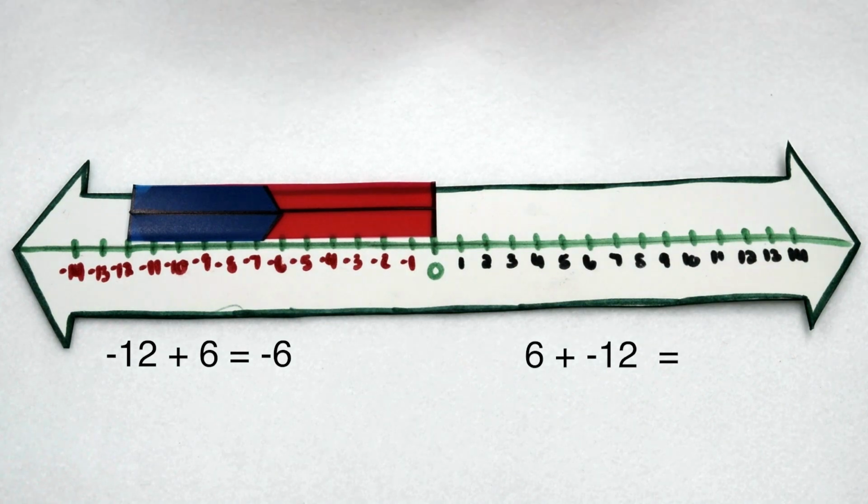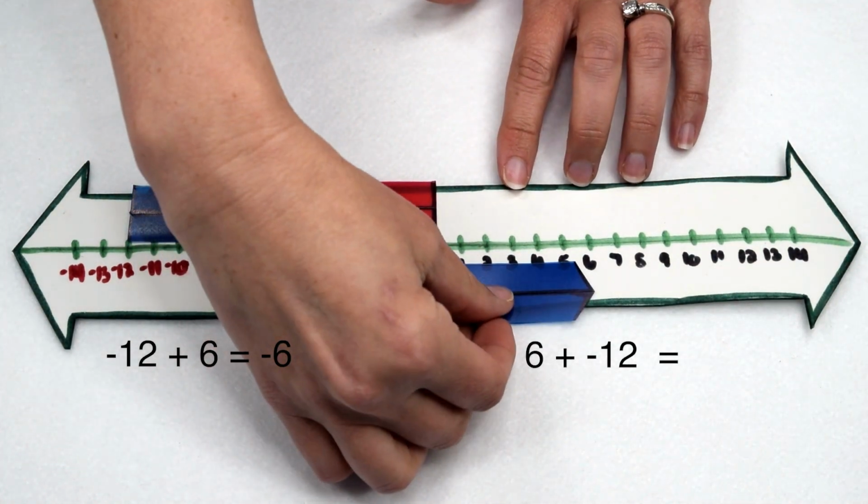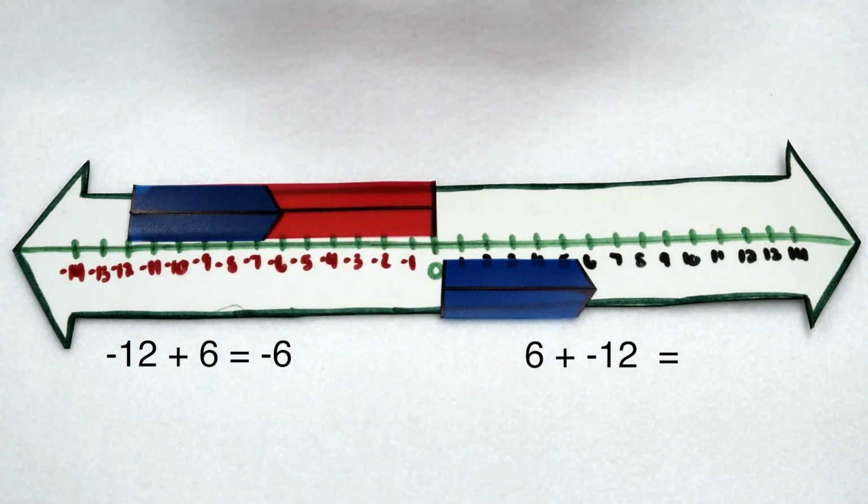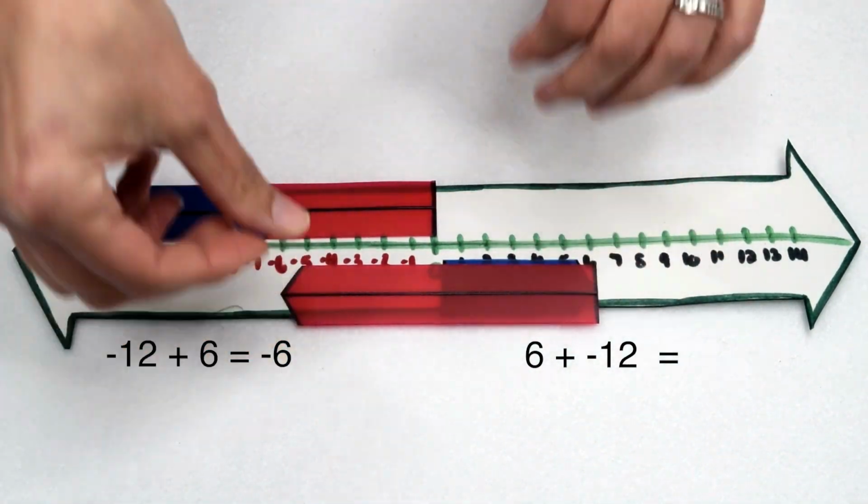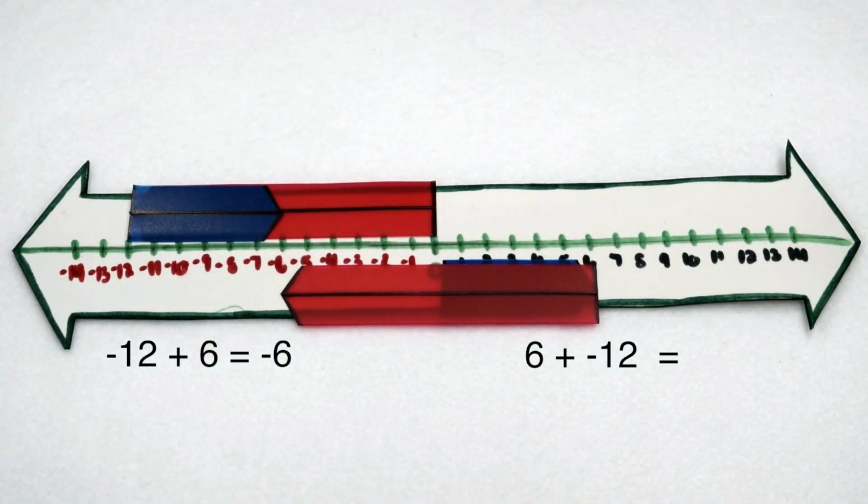For 6 plus negative 12, we're going to start at 0 and go 6 places to the right. To that, we're going to add negative 12, which is going to send us back 12 places to the left. That's also going to end at negative 6, giving us equivalent expressions.